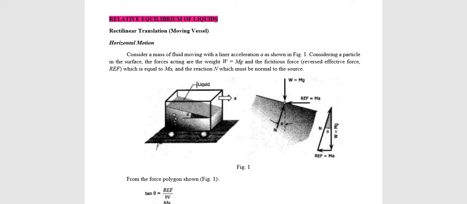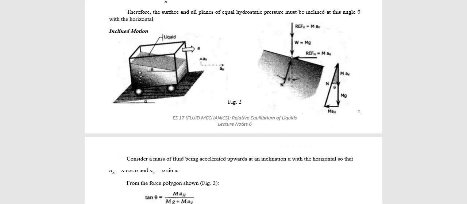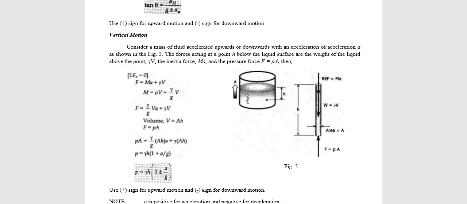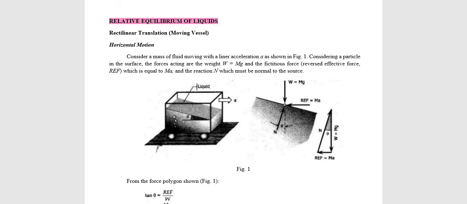Gumagalaw yung vessel na ito in rectilinear motion. For example, yung mga truck carrying water. That is an example of a moving vessel in a rectilinear motion. Pero take note, sa rectilinear motion or rectilinear translation, there are three motions that we will be considering. These are the horizontal motion, next would be the inclined motion, and the vertical motion. Let's start with horizontal motion first. Consider a mass of fluid moving with a linear acceleration, a, as shown in figure 1.